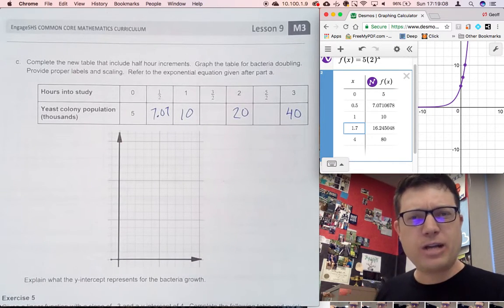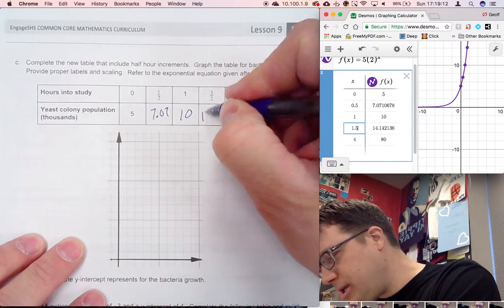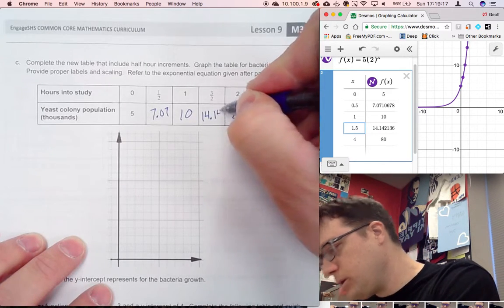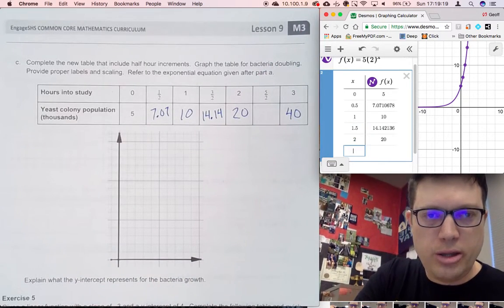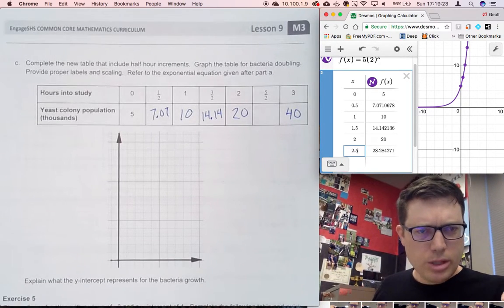It's a scale factor, a multiply factor. I want 1.5, by the way. So 14.14. Okay, now we're up to 2, and then if I need more space on Desmos, I'll just go down the line, go 2.5. 28.